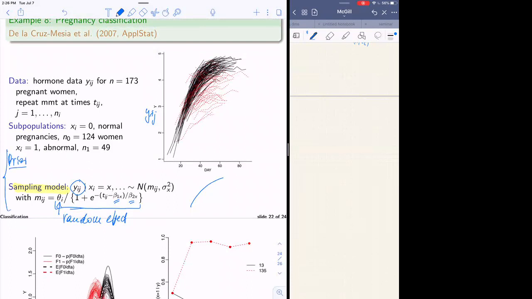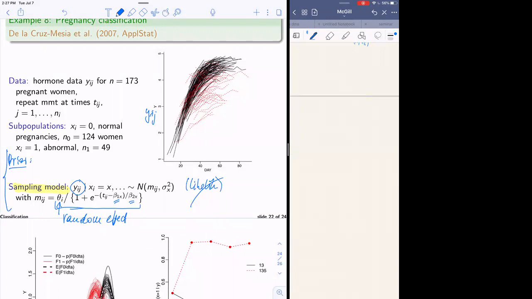Remember our first half an hour review of Bayesian inference. When you have a sampling model, the sampling model defines the likelihood, right? When you have a sampling model, you still need to complete it to a joint model on data and parameters by adding a prior.